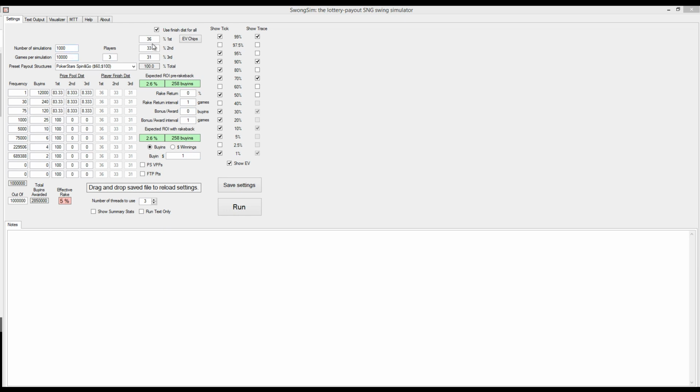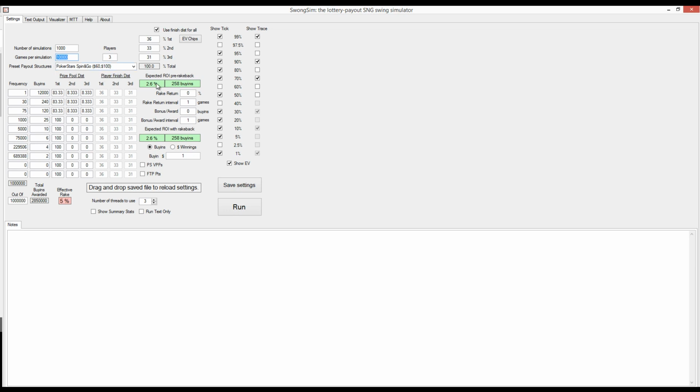So the basic inputs you're going to need are your win rate. You can also use chip EV as well. We'll talk about chip EV a little bit later. Number of simulations, that's essentially the precision of your simulation. The larger number of simulations, the more accurate your model will be in terms of predicting variance. Number of games per simulation, on the other hand, is the sample size that you want to examine.